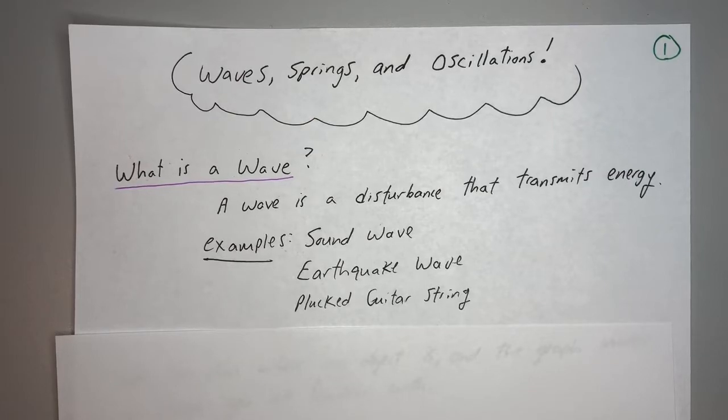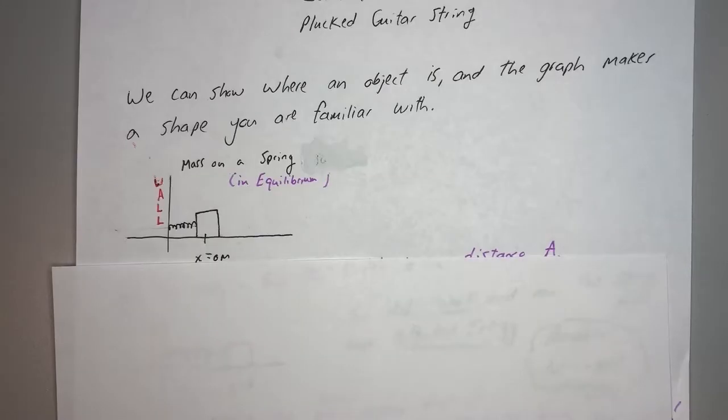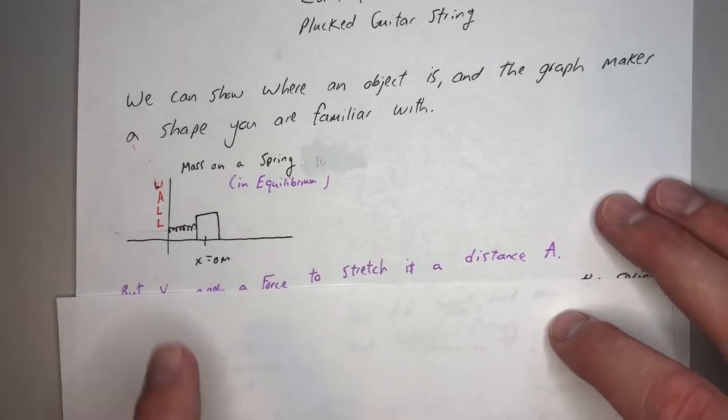And maybe in math class you studied the shape of waves. The reason I'm mentioning waves is because that shape of the waves is going to come back in terms of sines and cosines in a little bit here. We can show where an object is, and the graph makes a shape you are familiar with. So what we're going to do, we're going to draw down this situation right here.